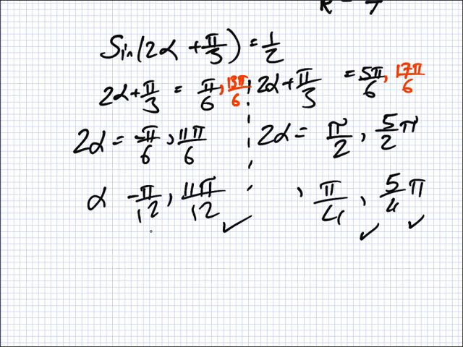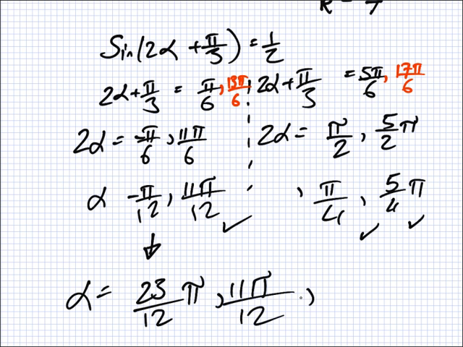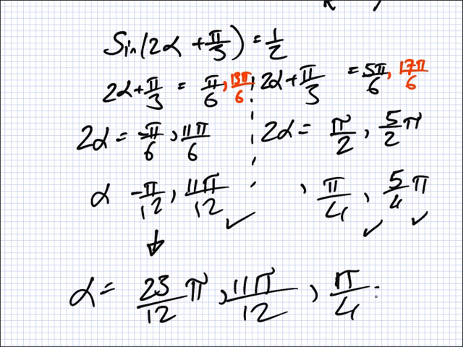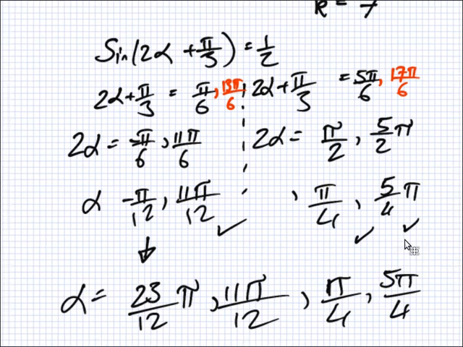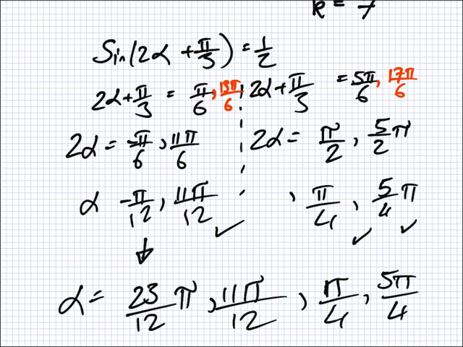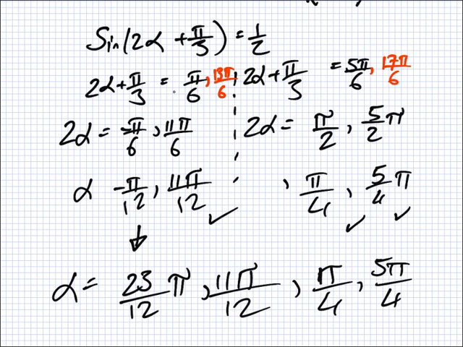Acceptable, acceptable, acceptable. This one here? No, what do we do? Plus 2 pi, which is 23 over 12 pi? Is that right? Wait, no. So, there's my 4 answers. Which one here? Making extra answers, you add 2 pi. Always.